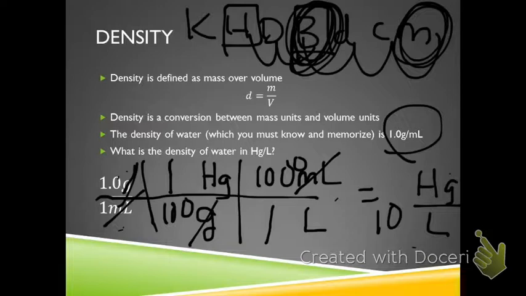But 10 is not correct. If you look at the original number, it had 2 significant figures. Whenever you do a conversion, you must keep the same number of significant figures as the original number. If that has 2, this needs 2. So I add a decimal after it to give it 2 sig figs.